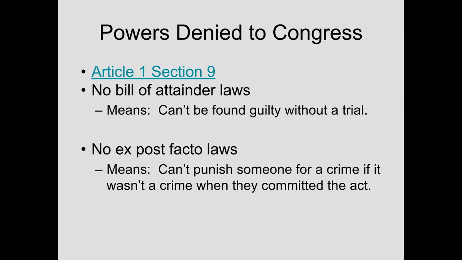An ex post facto law would punish somebody for something that wasn't a crime when they did it. Okay, so let's say that there's no law against, let's just use my classroom, there's no law against chewing gum. So let's say that you were chewing gum yesterday. Today I change the rules and I say, okay, no more gum in class. Now I can do that because I can make rules on gum, but I can't punish you for chewing gum yesterday because it wasn't a crime yesterday. Okay, so we can't punish somebody for a crime if it wasn't a crime when they committed the act. Does that make sense? That is an ex post facto law, and Congress can't make those.